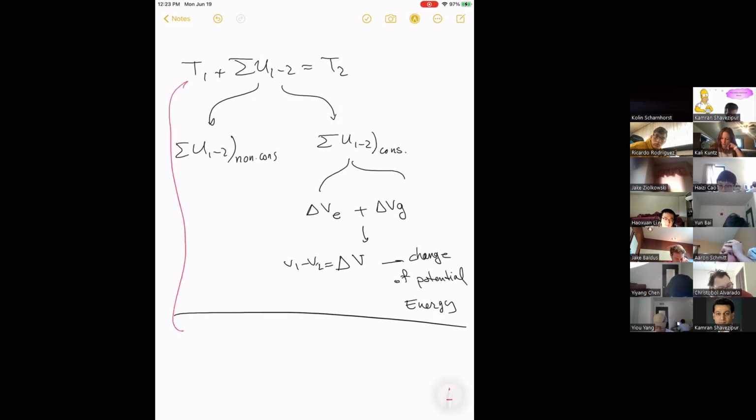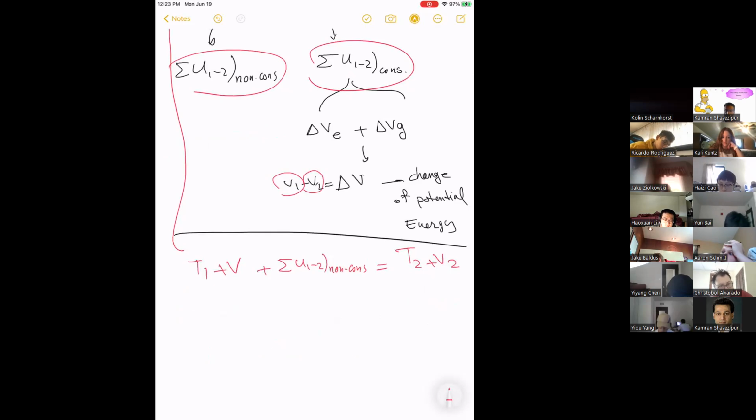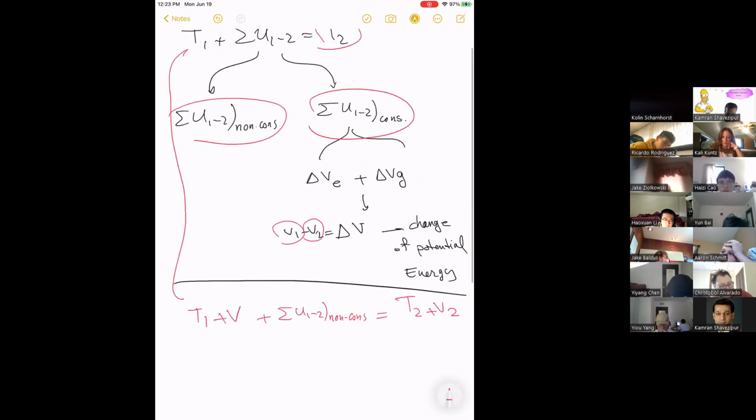T1 comes here, U12 non-conservative stays, then this part, you have V1 here. I'm going to get minus V2 to the other side. And then T2 comes here, right? That's what you get. T2 comes directly here, V2 comes here, V1 comes here, and that's what you get.